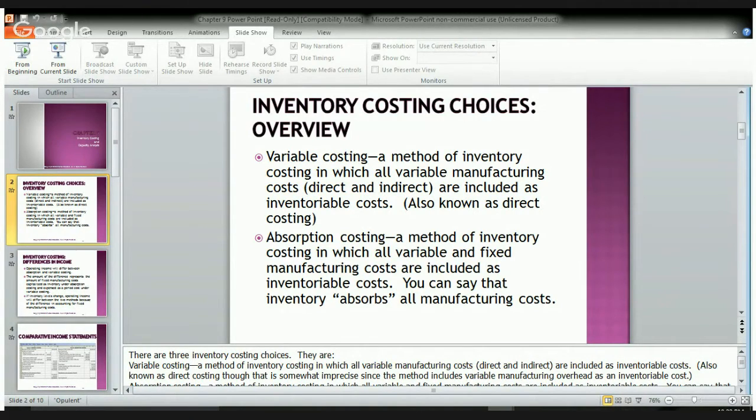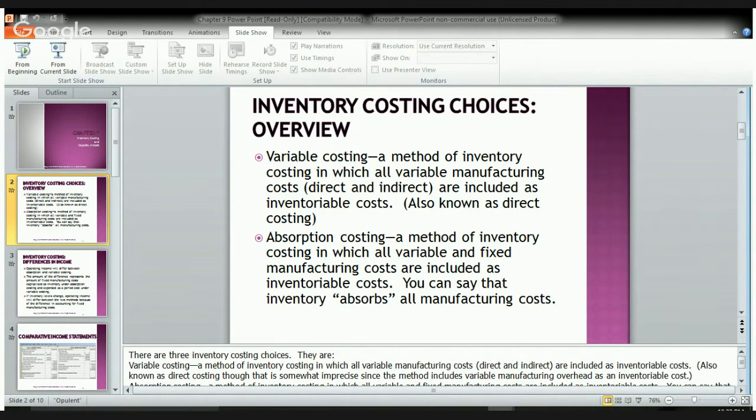The first one is variable costing. Variable costing is a method of inventory costing in which all variable manufacturing costs, both indirect and direct, are included in the inventoriable cost, also known as direct costing. So, just remember, anything that's variable cost, which is direct labor, direct materials, variable manufacturing overhead costing, and variable selling cost is another one. Anything that is variable will go up in the top line.